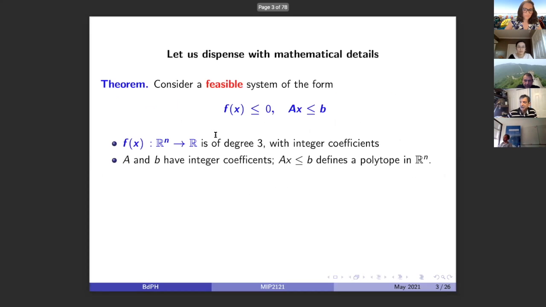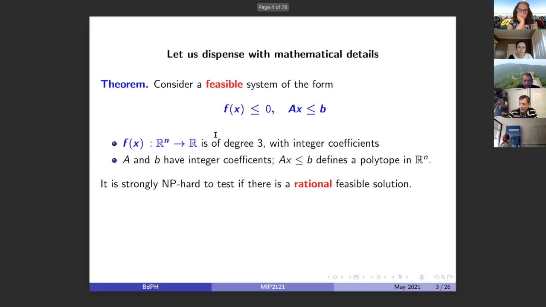All right, so let's jump right into it, and let's first deal with the mathematics so that we can deal with the fun material afterwards. I will just list a number of theorems, and then I will discuss implications and maybe run some code and see what happens. So let's say we have a system of linear inequalities and one inequality of degree 3. Everything is well-behaved, integer coefficients and so on. No strange numbers. And so the first negative result is that it's hard to test whether such a system has a rational feasible solution.